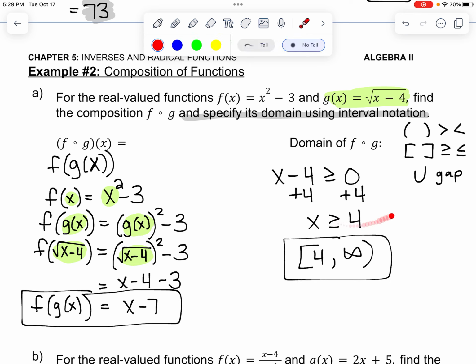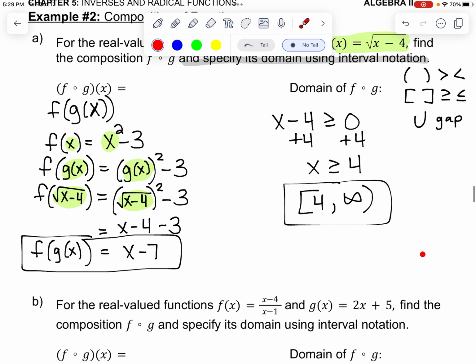My guess is this is probably going to be the more difficult part of these problems, just trying to remember. However, it's either going to be that you want it to be positive, so greater than or equal to 0, or, as you'll see on the next one, you just want it to not equal 0. Okay.